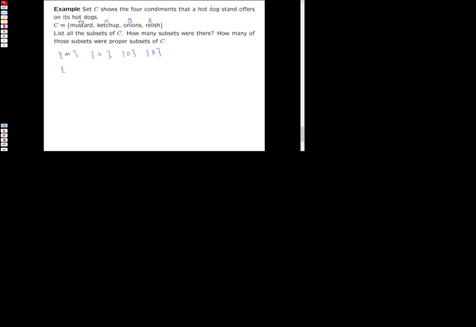Now I'm going to list all the subsets of 2 elements each. So I'm going to do M and K, M and O, M and R, and then I'm going to do K and O, K and R, and then I'm going to do O and R. And that's all the sets with 2 elements. All combinations of 2 elements. Does that make sense? I'm just forming combinations here.